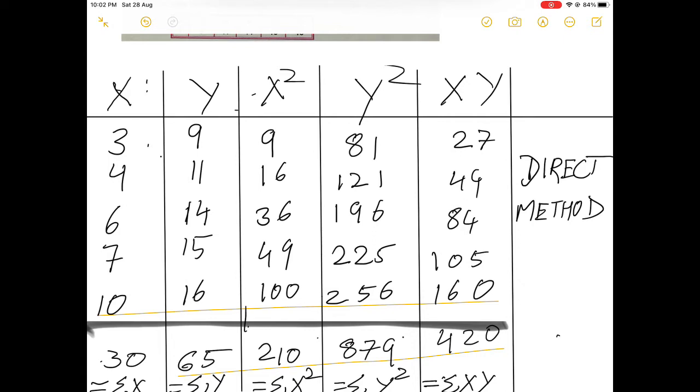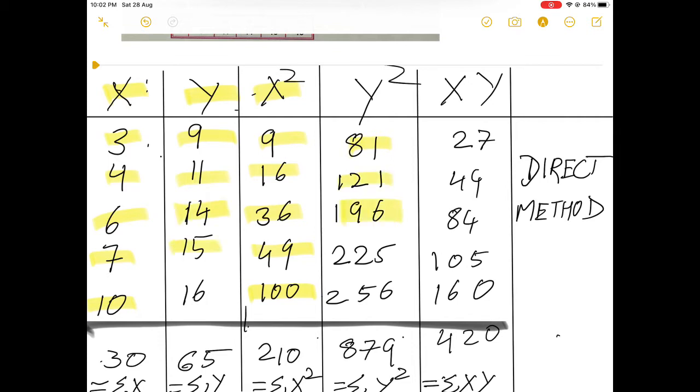We will copy the x and y values from the table above, and then we will use them to calculate x square and y square values. So 3 squared is 9, 4 squared is 16, 6 squared is 36, 7 squared is 49, and 10 squared is 100. Now similarly we will calculate y square values from y. So 9 squared is 81, 11 squared is 121, 14 squared is 196, 15 squared is 225, and 16 squared is 256. Next step, we have to multiply x and y values.